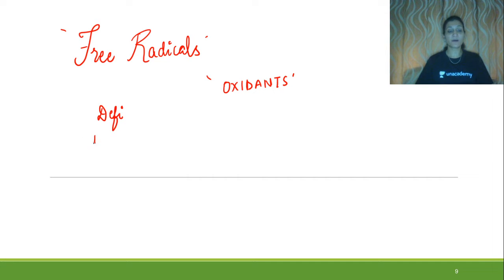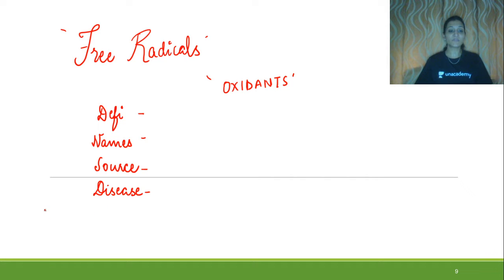We'll be talking about the names given for these free radicals. Then we'll be talking about sources from where these free radicals are derived. And then we will be talking about the diseases which are associated with or caused by the free radicals, right? So these are the points around which our whole class will rotate.